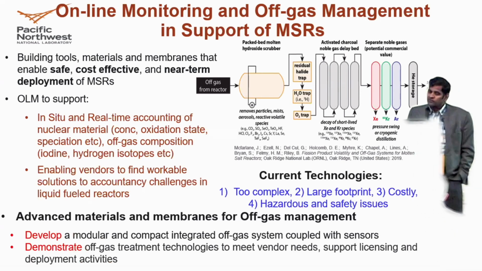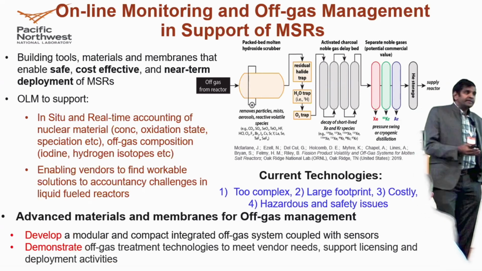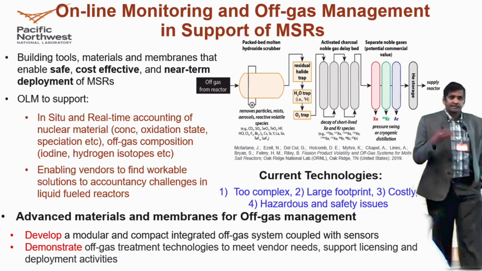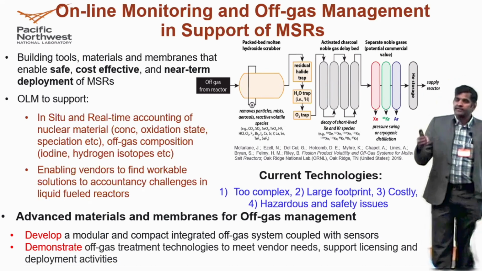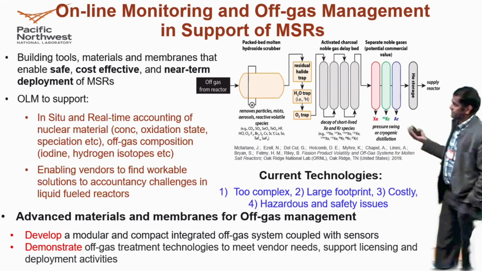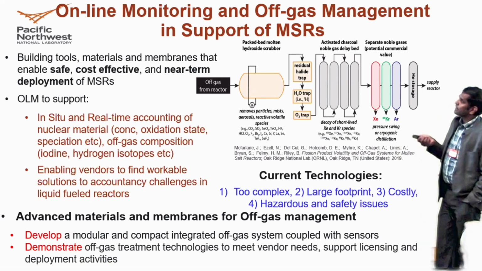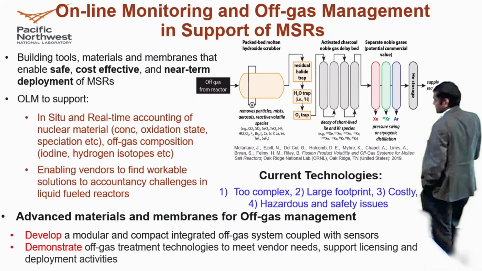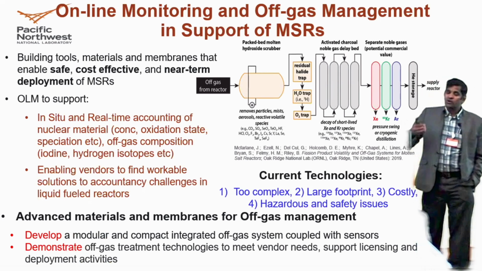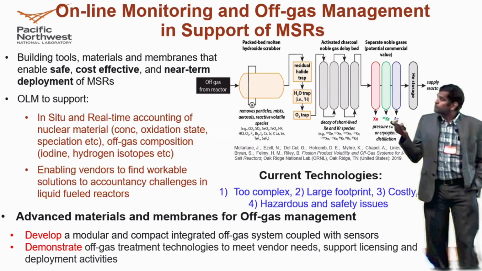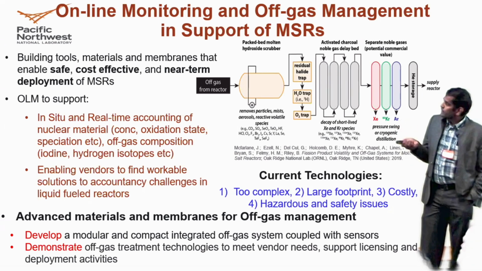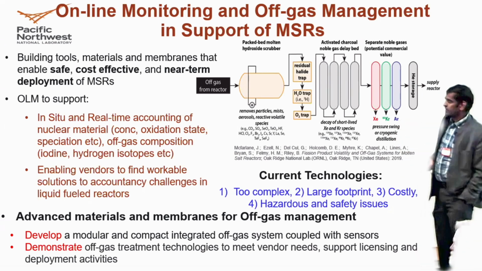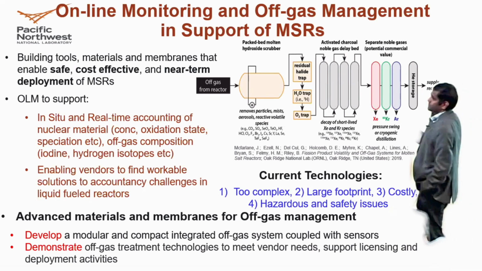And we are also looking at advanced materials and membranes to capture xenon and krypton at much higher temperature as opposed to the cryogenic distillation process. For example, currently they use cryogenic distillation to separate the xenon and krypton, which is found to be too complex, has a large footprint, and is costly. So we are trying to come up with alternate materials to develop these separation techniques at much higher temperature.